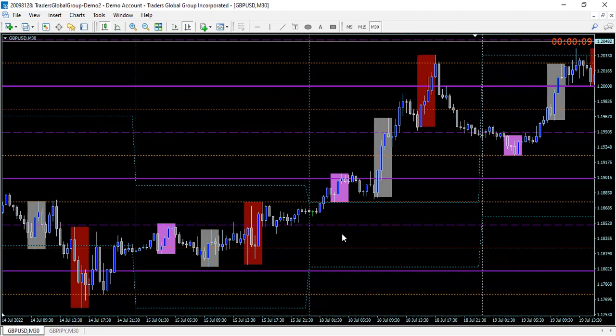Right now we're looking at the British pound USD on the 30-minute time frame. I know Stacy likes to go down to the 1 minute, but I'm not used to that, so I'm more comfortable with the 30-minute time frame, but it all works the same. As you can see with this move here, during the Asian session, we were inside of this 100 pip box right here.